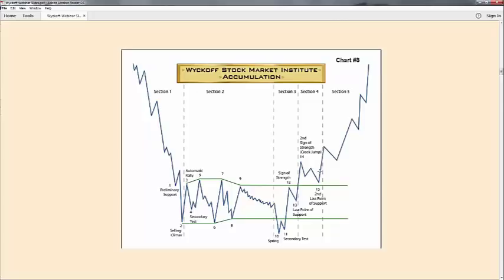Again, and I said it before, but I want to emphasize it again, we need to see reduced price spread and volume, because this is saying that supply is drying up. There isn't much more supply stock to buy, and it's going to rally easily, okay, in its markup phase. The last phase is that markup phase as the stock rallies towards its final objective.